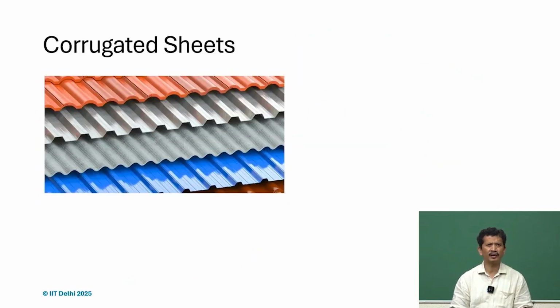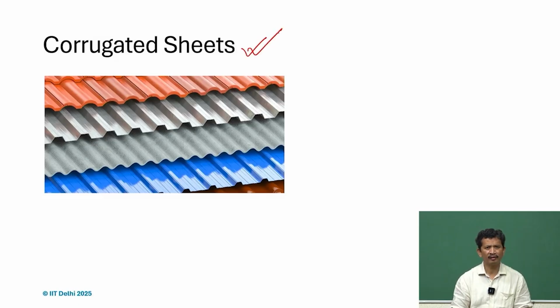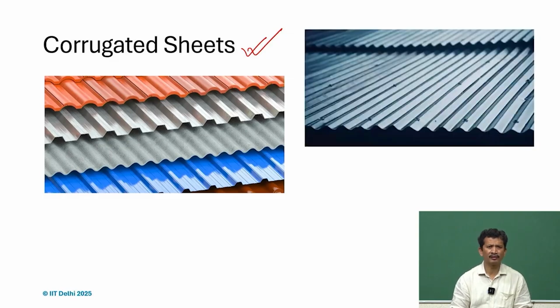Another very good example, and we see it very often, is the corrugated sheet, and it's everywhere. We can encounter it while going to our offices or visiting any place, and it's one of the widely used structural materials to make roofing. Looking closely at it, we realize that this corrugation provides a lot of bending stiffness.